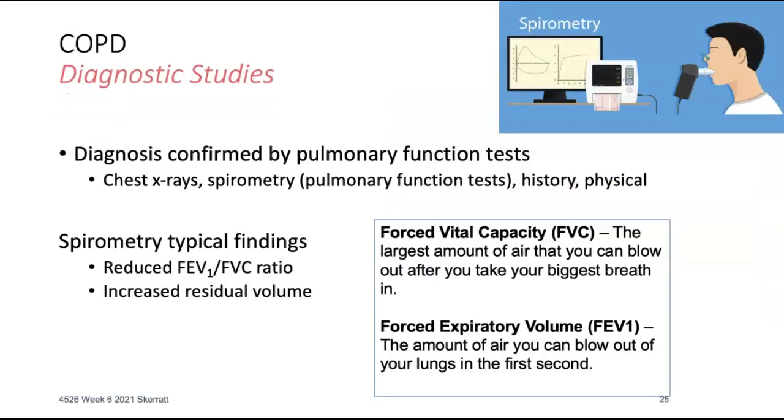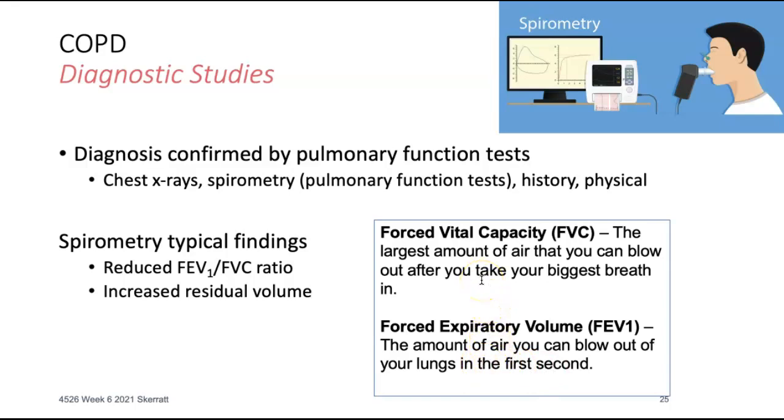What about diagnostic studies? Well, diagnostic studies are through chest x-rays. Spirometry or pulmonary function test is a gold standard, and typically what you see on the spirometer test are a reduced FEV1 and FVC ratio and an increase in residual volume with that air trapping. And so over here you can see what FEV1 is, the amount of air you can blow out of your lungs in the first second of taking the test. And so it would be reduced because as we've seen with emphysema, it's very hard to blow that air out.